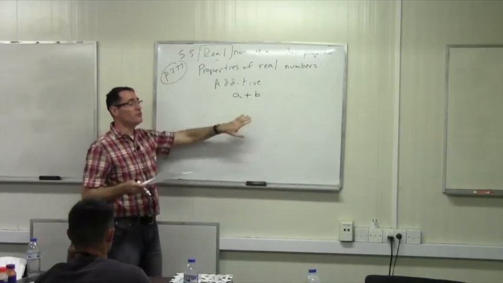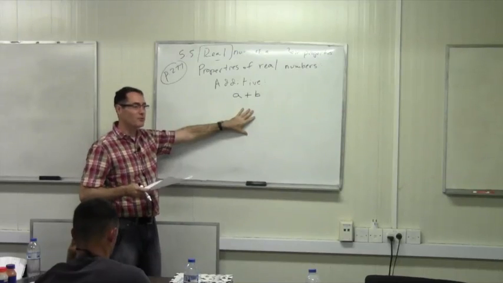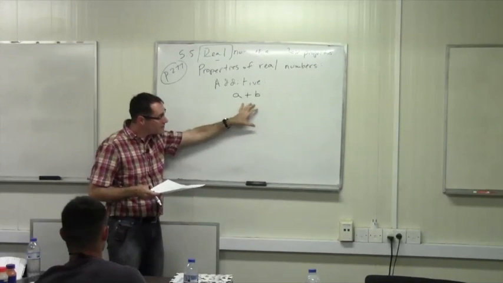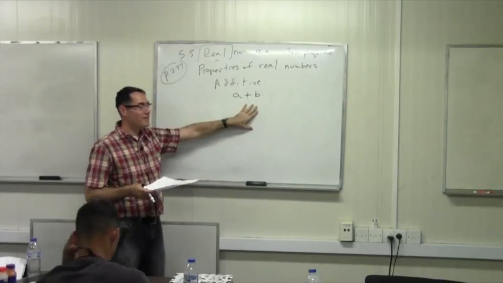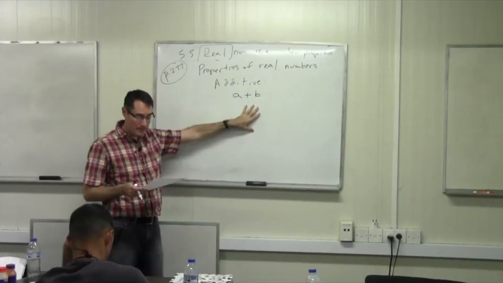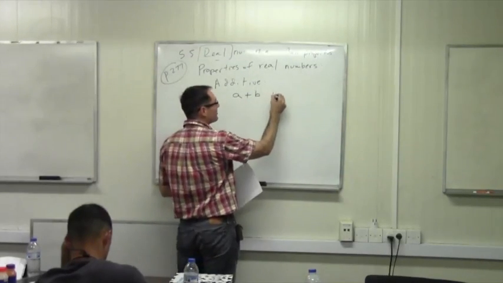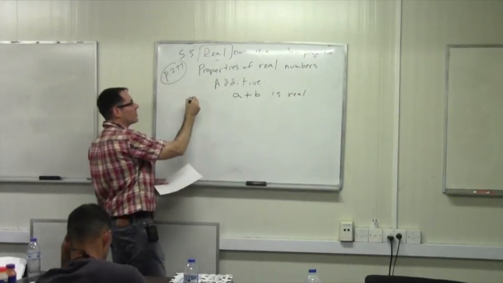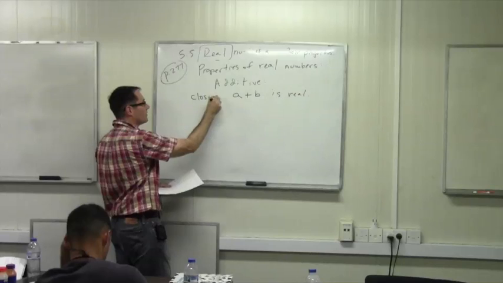We won't go and prove that, but if you can think of any example, I bet you can't think of any examples where that's not true. You can always start with two real numbers, add them together, and you'll end up with a real number. Okay? The property that a plus b is real is called the closure property.